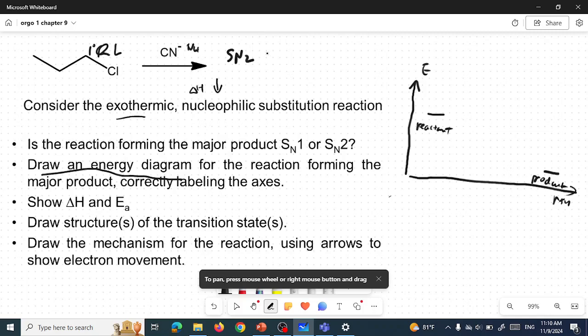which means the mechanism is going to be: the cyanide will attack this carbon, and this chlorine will leave at the same time. So forming a transition state, which is going to be 3 carbons. This carbon is going to be partially bonded to Cl, and at the same time partially bonded to CN.